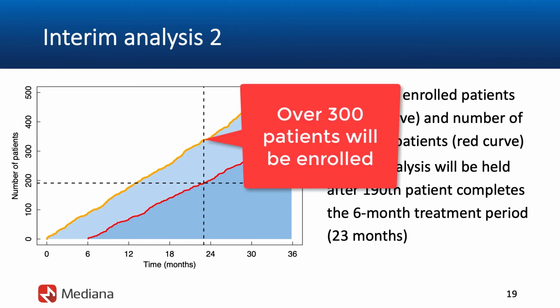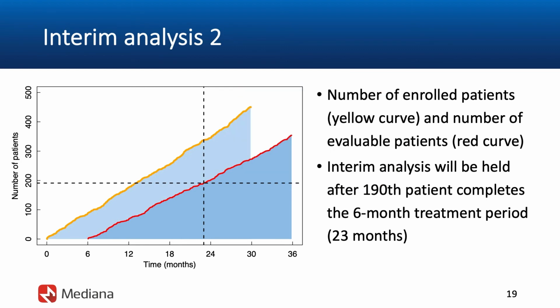The figure shows that this number will exceed 300 patients, but the important point here, as we emphasized before, is that the second interim look will be held before the end of the patient enrollment period, and therefore there will be no need to worry about potentially important operational issues related to reopening the trial sites.